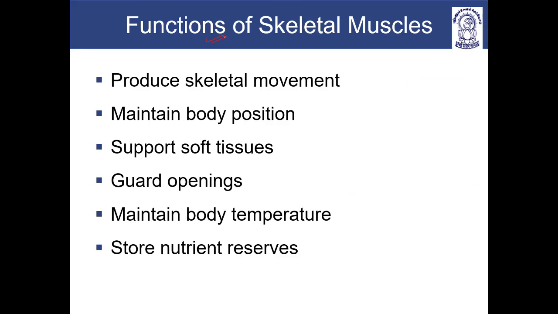The functions of skeletal muscles are as follows. They produce skeletal movement. They help to maintain body position. They help to support different soft tissues. They help in the opening of guards, that is sphincters. Very importantly, they help to maintain body temperature because of their contraction. And they help to store nutrient reserves, such as muscular glycogen.